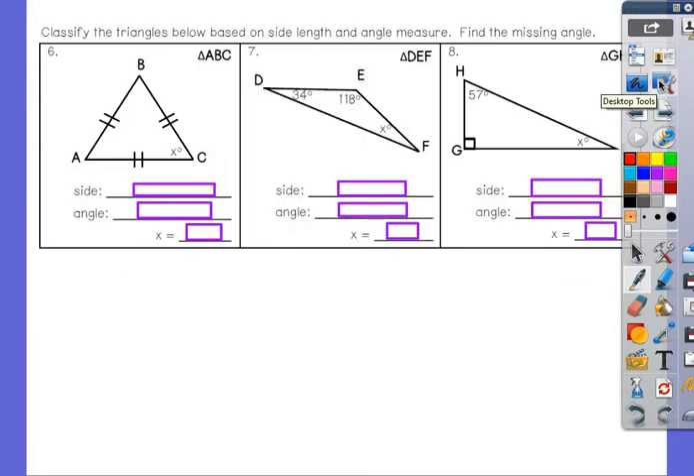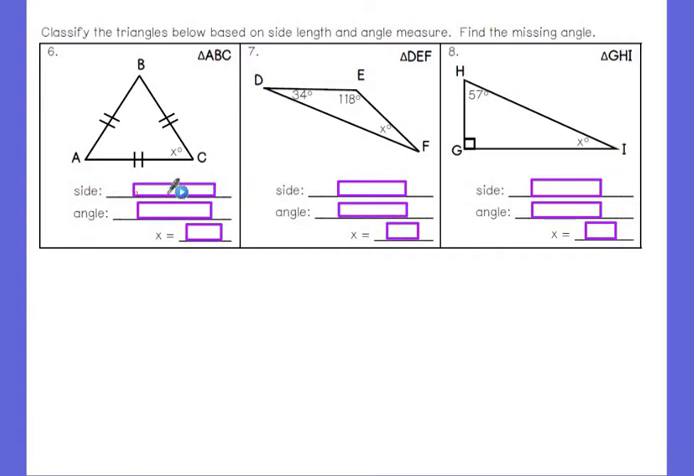Okay, number 6. I'm going to do number 6 with you. They want us to classify it by its side, so what name by its side would it be? By the angle, so what name by the angle would it be? And then find x. Well, by sides, I'm looking at these tick marks. Each of them has 2, so they each have the same number, meaning they are all the same size. So same sides is an equilateral.